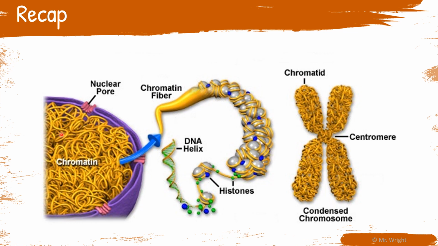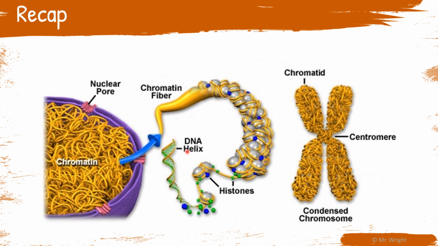The nucleus contains long thread-like structures called chromatin. This chromatin is made up of DNA, which is wrapped around proteins called histones. So in fact, when we say that DNA is found within the nucleus, we are referring to the DNA that makes up the chromatin network.